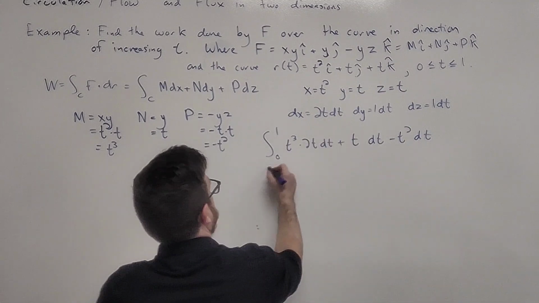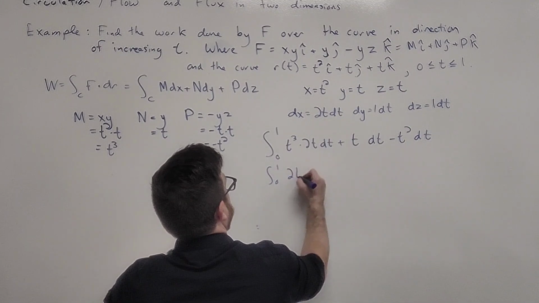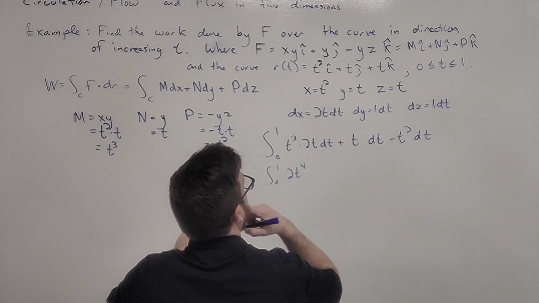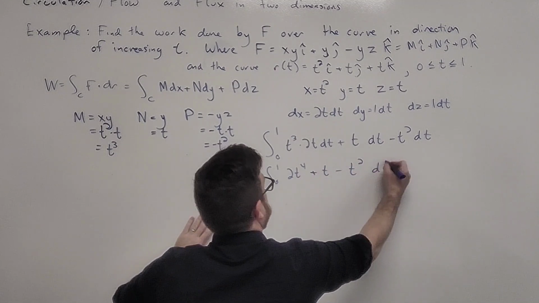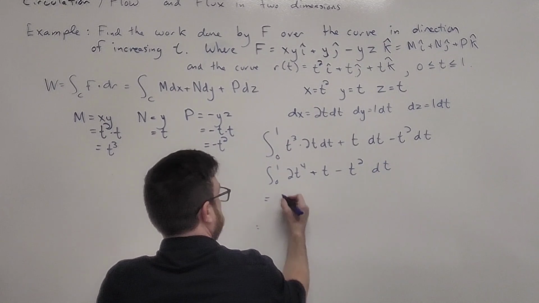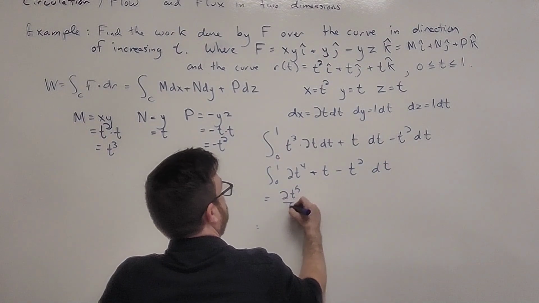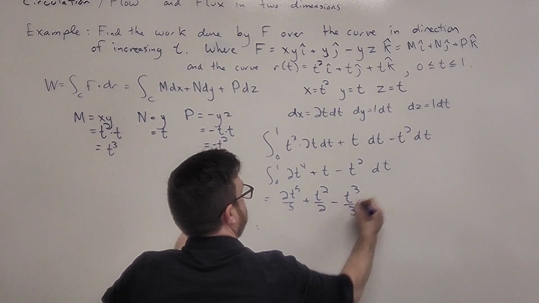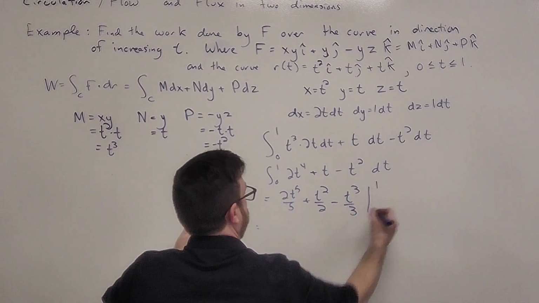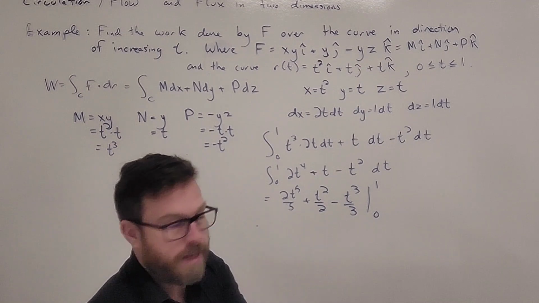And then when we simplify this, the integral from 0 to 1 of 2t to the 4th plus t minus t squared dt, we can see that we get exactly the same thing. This is 2t to the 5th over 5 plus t squared over 2 minus t cubed over 3, evaluated from 0 to 1, which is 17 over 30.